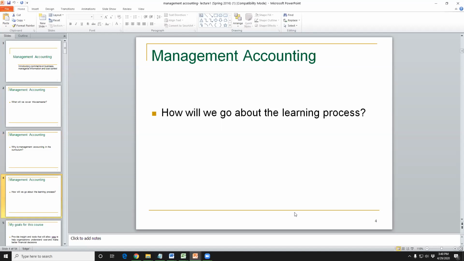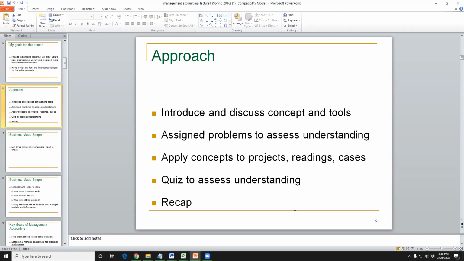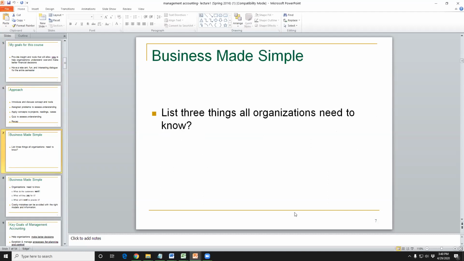So the learning process is, I'll try to consistently introduce a chapter, discuss the chapter, have a discussion board question on it, have a quiz on it, and then move on to the next chapter. So the key is that we want to provide insight and tools that will allow you to help organizations understand cost and make better financial decisions. As I mentioned, I introduce the concept, assign problems to assess understanding, and then we'll do a quiz.